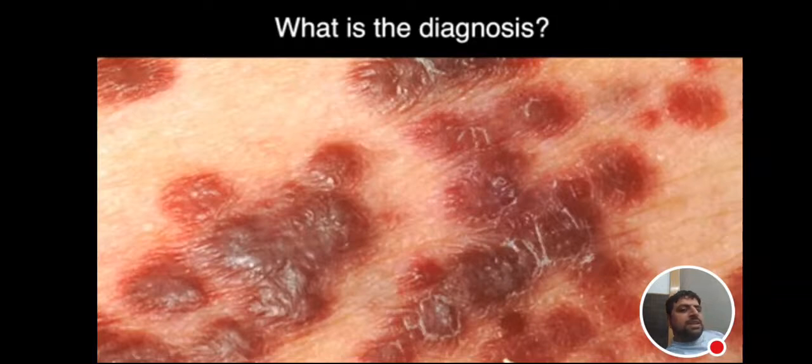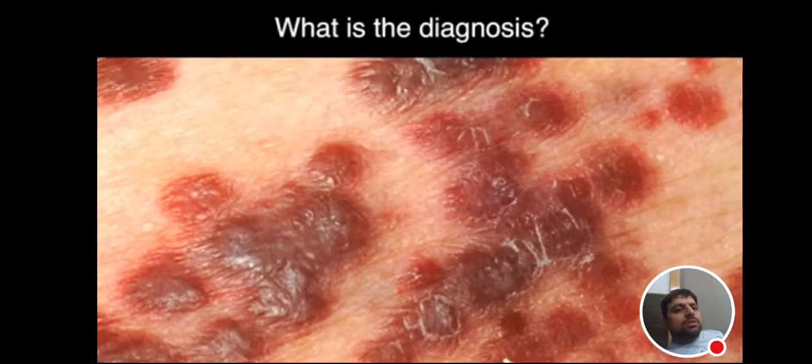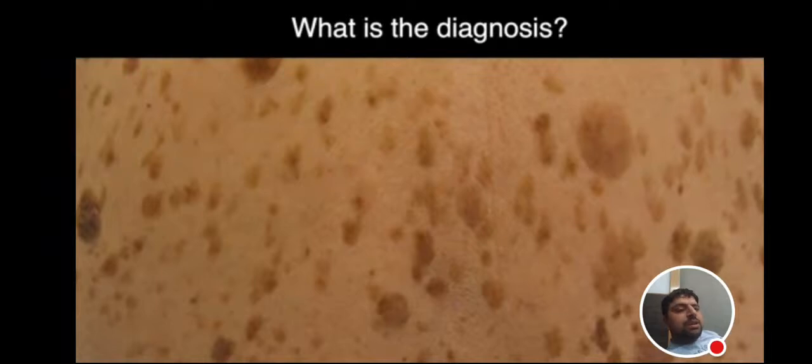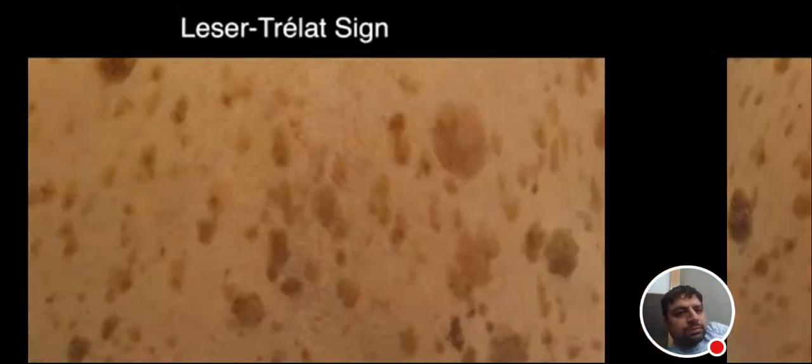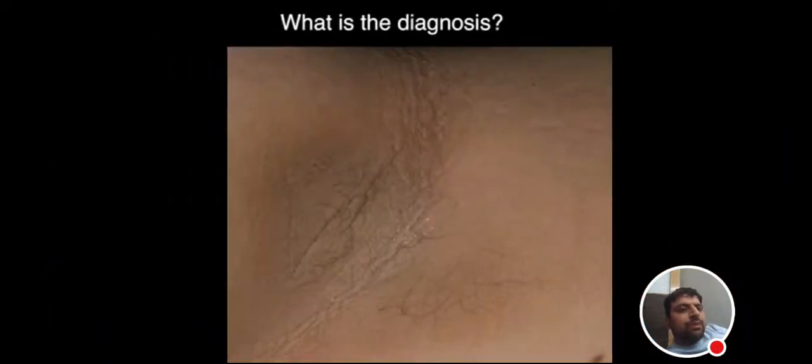This image represents what? 10 seconds in your hands. Try to answer in the comment box. This is a case of what? This is a case of Kaposi sarcoma. Okay. What is the diagnosis here? Lesser sign. What is the diagnosis?